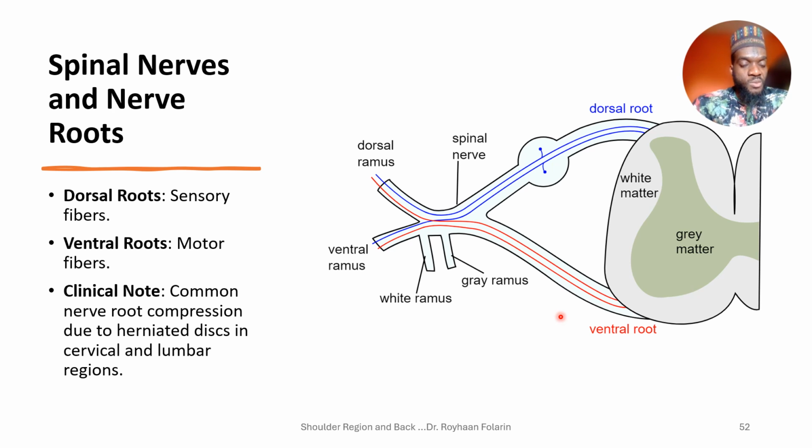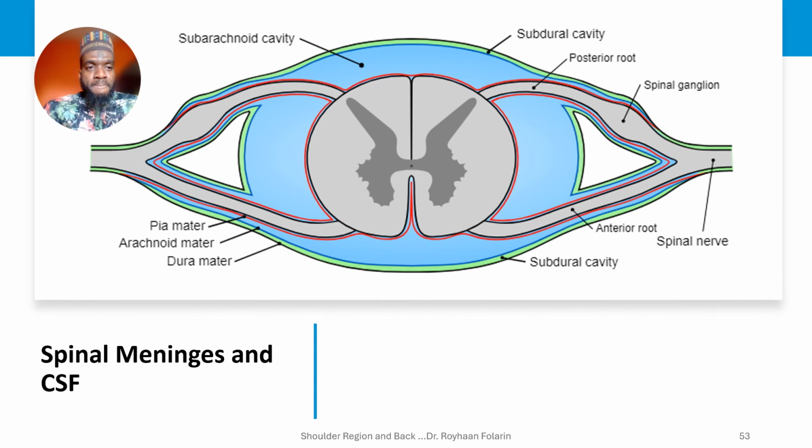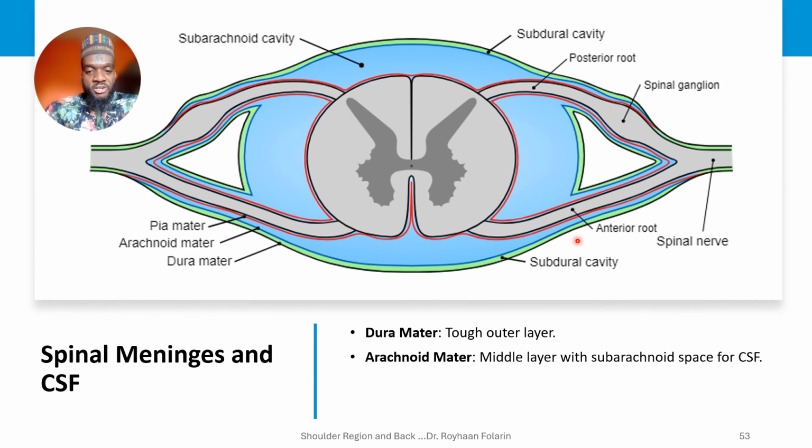So common nerve root compression due to herniated disc in cervical and lumbar regions is quite relevant to mention at this point. The meninges as well, just like you have in the brain, you have the pia mater directly opposed to the spinal cord substance. Then you have the arachnoid mater just after that, and then you have the dura mater, which is very tough. That's the outermost layer. The arachnoid is the middle layer with the subarachnoid space. Then you have the pia mater, which is the innermost delicate layer that adheres tightly to the spinal cord.